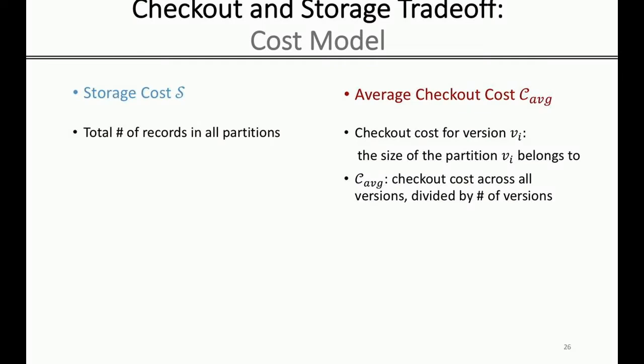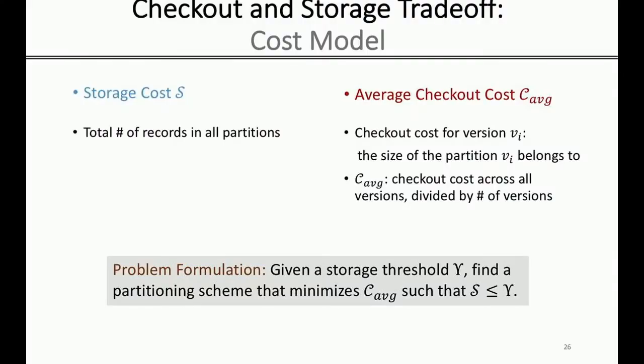So we first define what the storage cost and the average checkout cost are. The storage cost is basically the total number of records in all partitions. The checkout cost for each version is the size of the partition this version belongs to. And the average checkout cost is basically averaging across all different versions. So here comes the problem definition. Given a storage threshold gamma, we want to find a partitioning scheme such that the storage consumption is within the gamma budget, and we also minimize the average checkout cost.